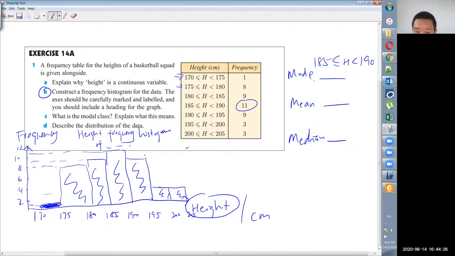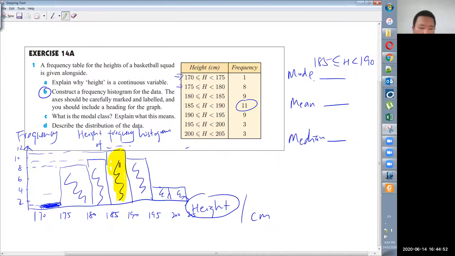Okay, so you just need to look at the histogram. So it's clearly this one, right? Yeah. Okay, because it's the tallest in terms of the height of the column. And then explain what this means. So basically it means most of the people are in this range, right? Yeah. Then describe the distribution of the data.